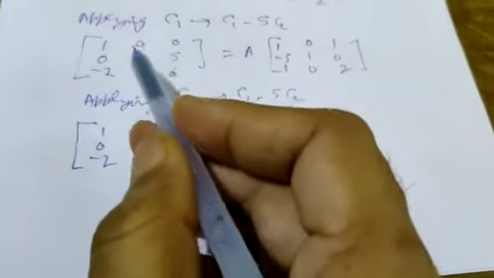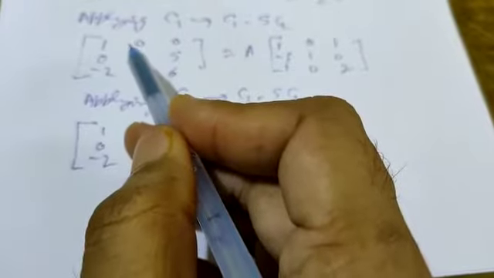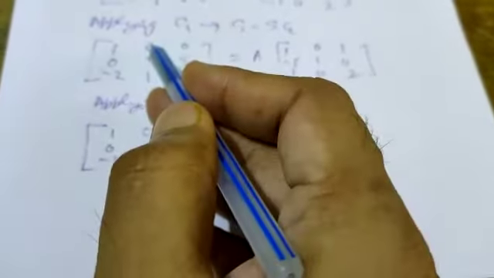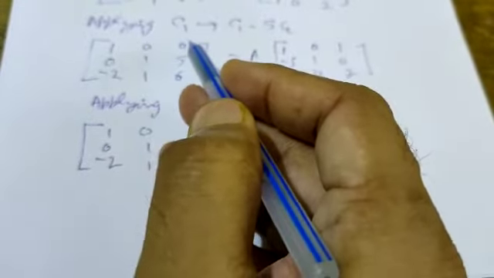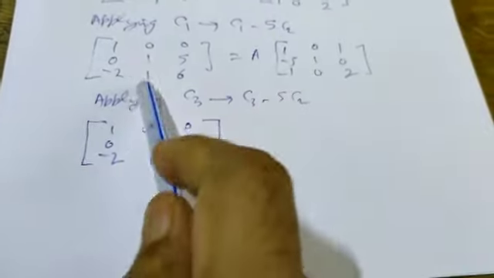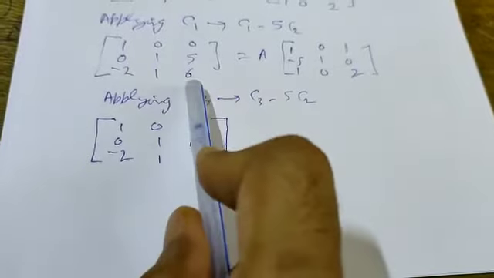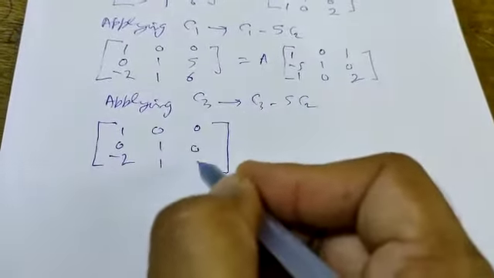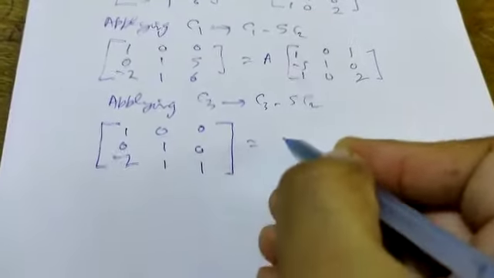Now column 3, multiplying column 2 with 5 and then subtracting from column 3. So 0 multiplied with 5 is 0, and there will be no change in the third column, so 0 as it is. Then 1 into 5, 5 minus 5 is 0. Then multiply 1 with 5 and subtract from 6. So 1 into 5 is 5, 6 minus 5 is 1, equal to A.